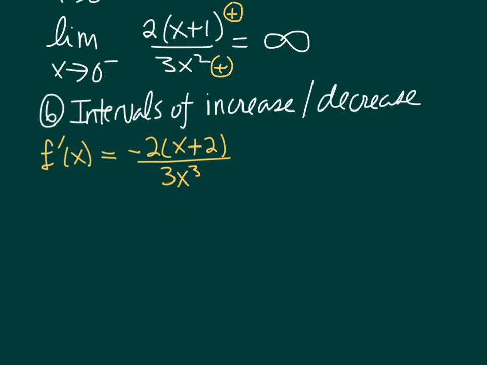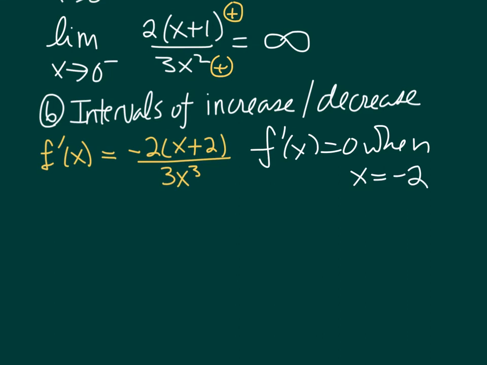Next, we should consider intervals of increase-decrease, and to do that we need to look at the derivative and look for our critical numbers. So recall that this was our derivative. Now f prime of x will be 0 when the numerator of this is equal to 0, so that's when x is minus 2. And f prime of x would be undefined at x equals 0, but 0 is not in the domain, so that's not a critical number. So our critical number is x equals minus 2.